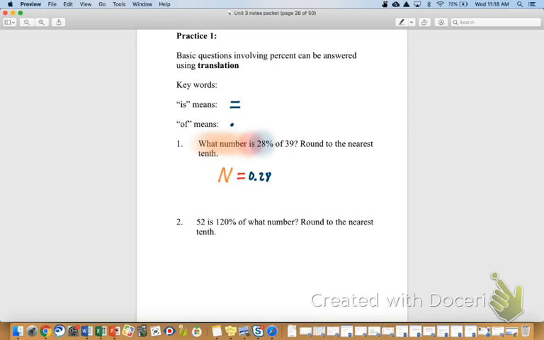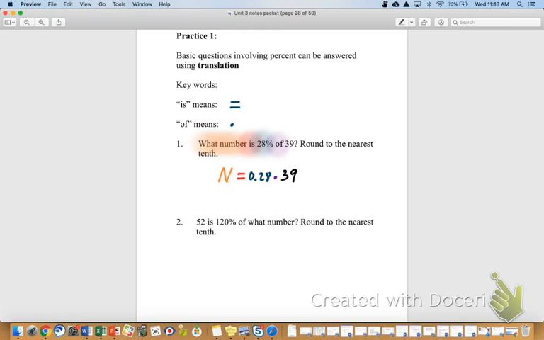And then how about that next word? Of. And what does of mean? Multiplication. There we go. So I'm just going to put a little purple dot to indicate I'm multiplying. And then it doesn't require a whole lot of translating to get that 39 where it goes. So n equals 0.28 times 39.